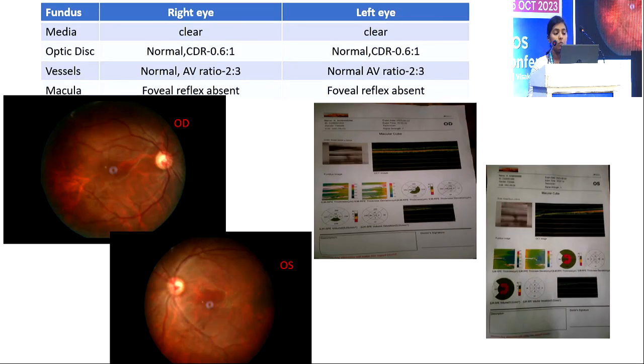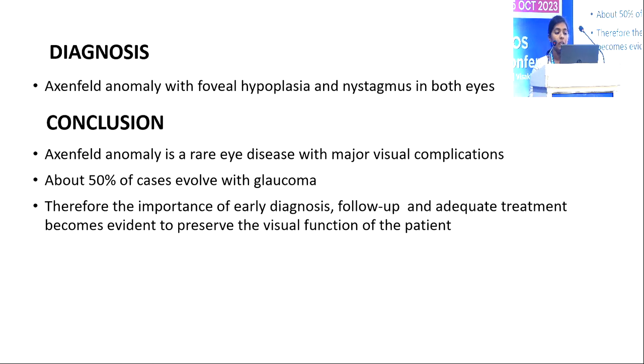Fundus both eyes: media clear, optic disc normal, CDR 0.6:1, vessels normal, AV ratio 2:3, foveal reflex absent, and OCT picture also shows foveal hypoplasia. Diagnosis: Axenfeld anomaly with foveal hypoplasia and nystagmus in both eyes.